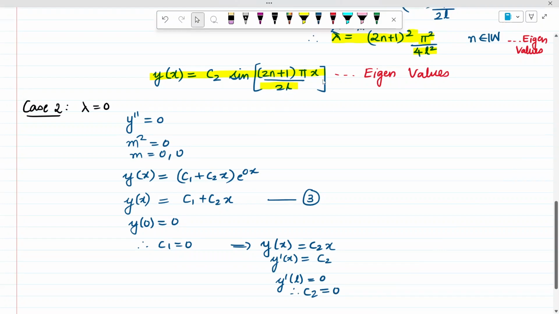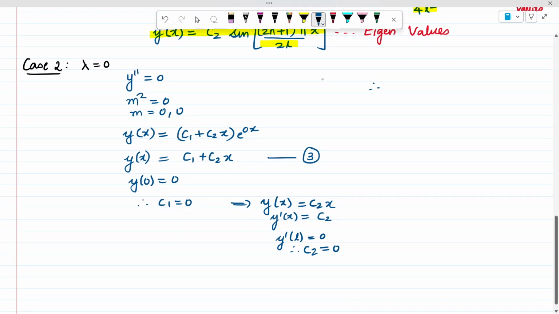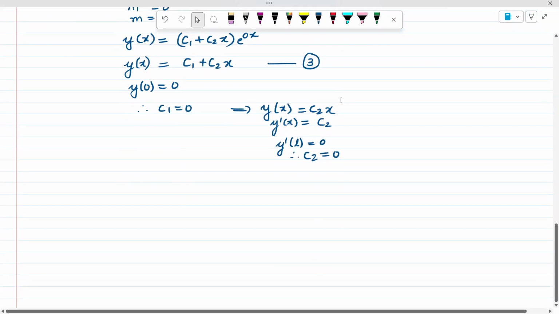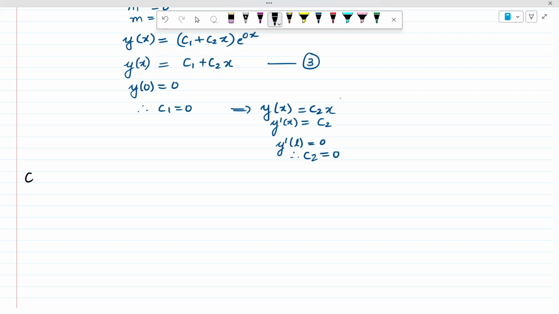What does this mean? This implies the y of x from equation 3 is nothing but 0, which is a trivial solution. We are interested in non-trivial solution because on non-trivial solutions we get eigenvalues and eigenfunctions. So in case number 2 I did not get any eigenvalue or eigenfunction. Let's work on case number 3 now.